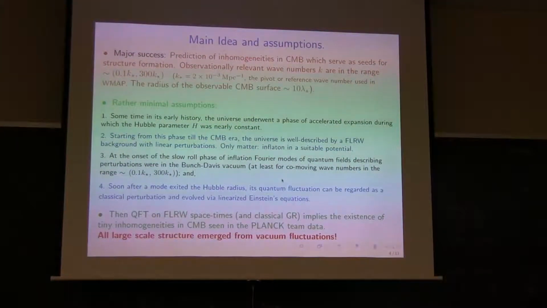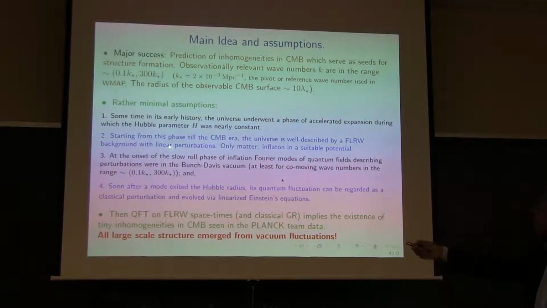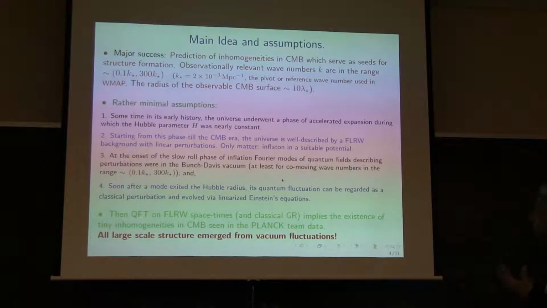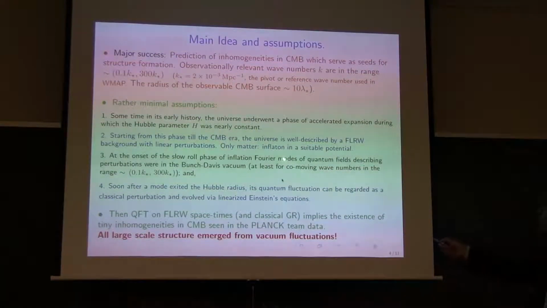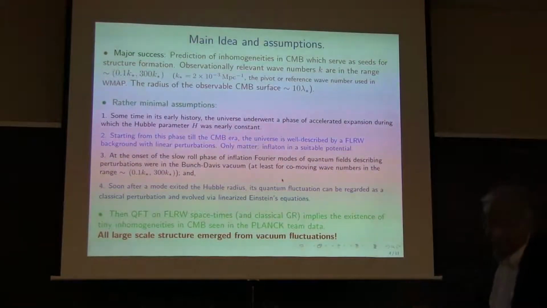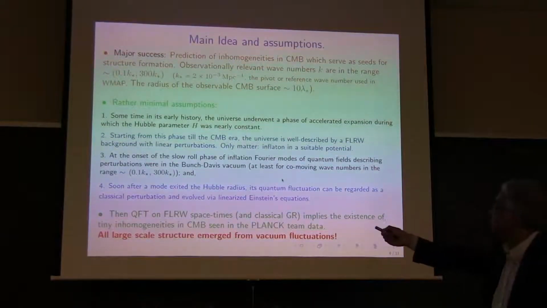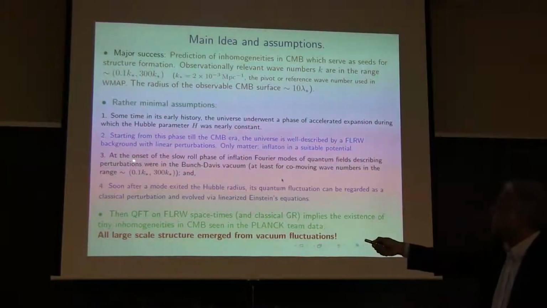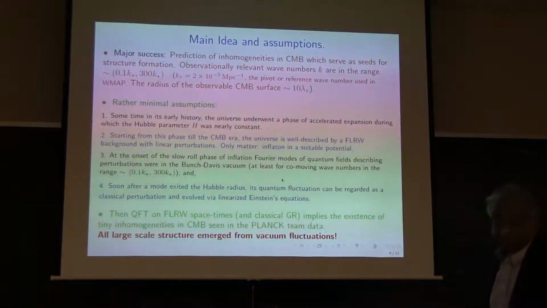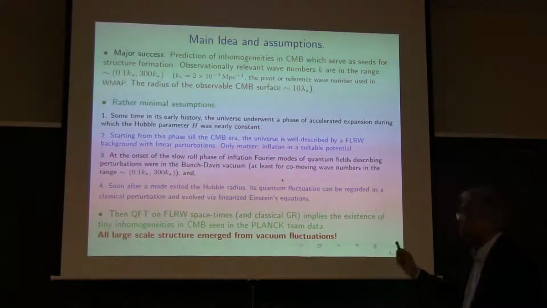Then there are minimal assumptions, which is that in the earlier part of the history of the universe, there is an accelerated, nearly exponential expansion. The Hubble parameter is constant, meaning it is a nearly exponential expansion. Starting from this phase till the cosmic microwave background era, the universe is well described by the Friedmann-Lemaitre-Robertson-Walker model with linear perturbations. And during inflation, not after inflation, but during inflation, the only matter field is the inflaton in a suitable potential. And then at the onset of slow roll, we have these modes in the Bunch-Davies vacuum, at least the modes which are relevant to us are in the Bunch-Davies vacuum.